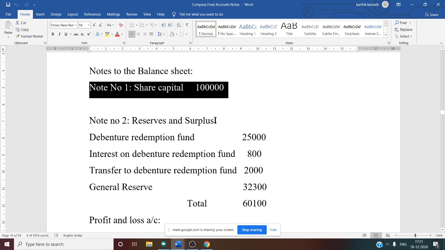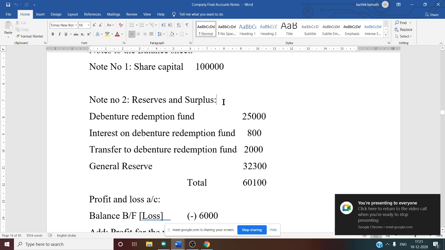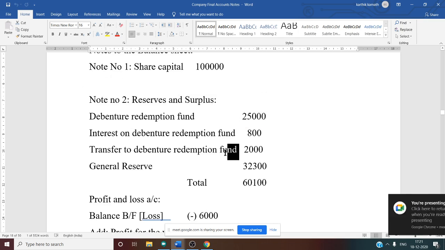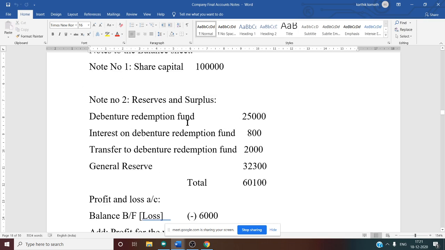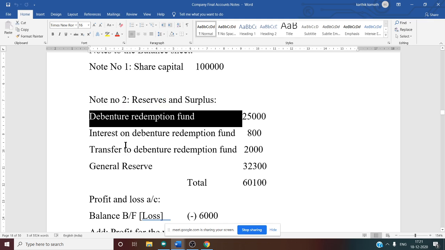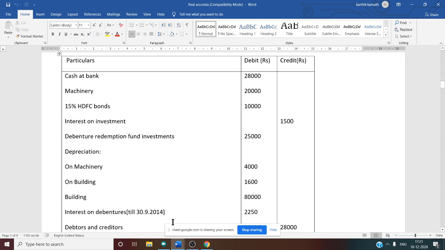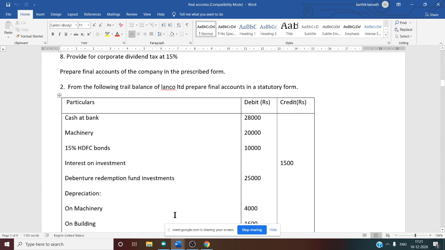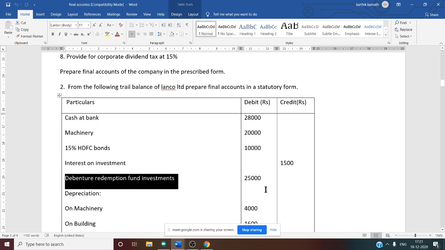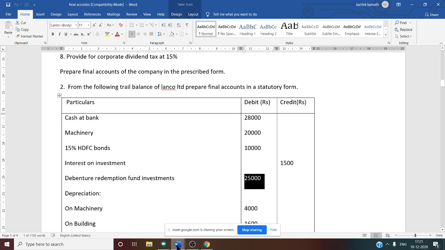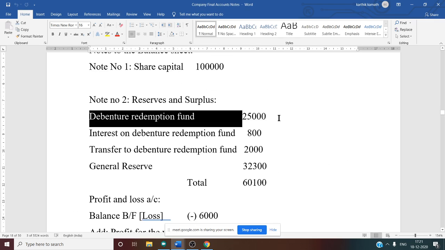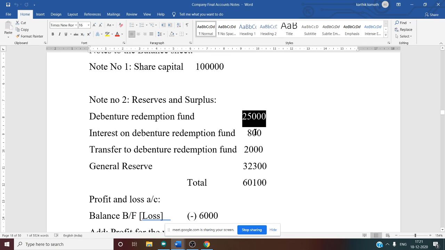Note number 2 is reserves and surplus. There you see all type of fund information you are going to write. First one, debenture redemption fund, where it is given. First we have to see the question. So let us see the question now. Debenture redemption fund, where it is mentioned, that we have to see. See this. Debenture redemption fund investment, that is 25,000. Whether we have taken the same information? Yes. So we have taken 25,000.